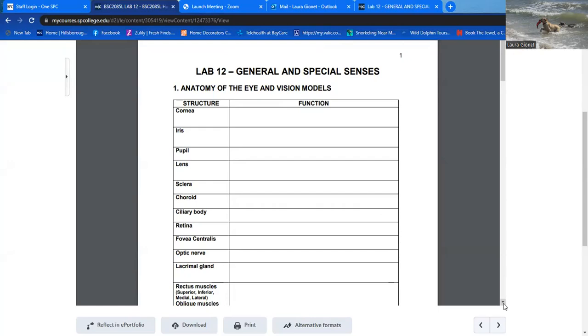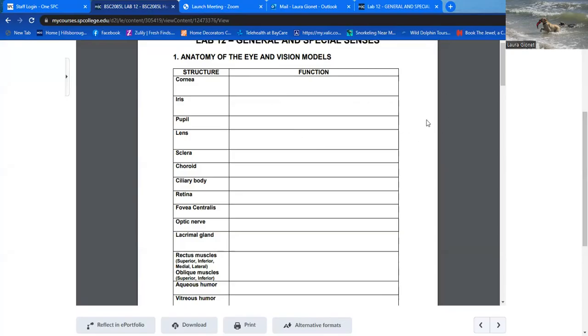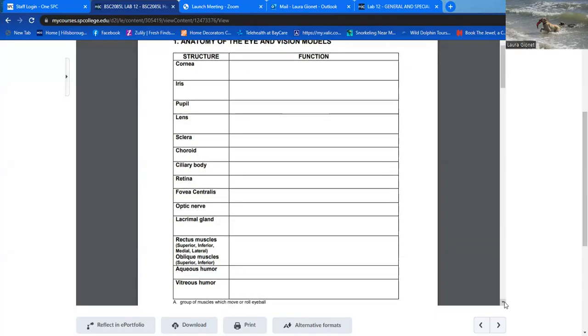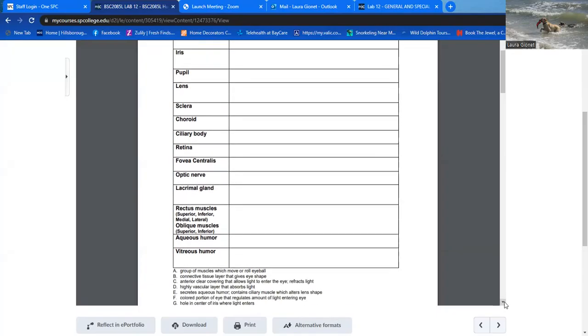Okay, so here we have exercise 1, the anatomy of the eye and vision models. So again, there are models to correspond with this. We'll go back through those and identify what's the cornea, the iris, the pupil, so forth, the different muscles and so forth. So at this point, all we need to do is match up the functions.